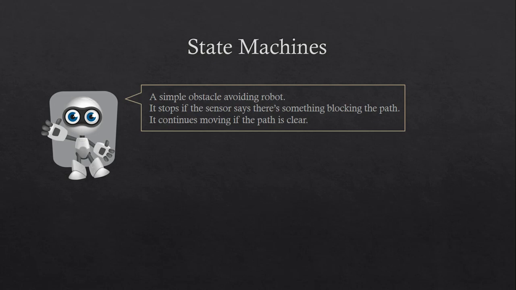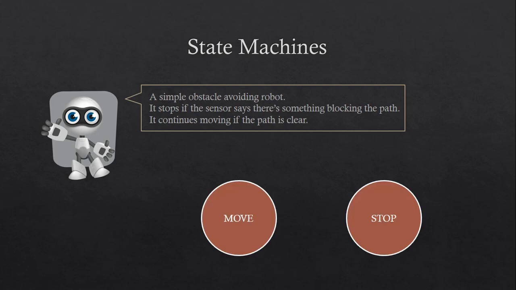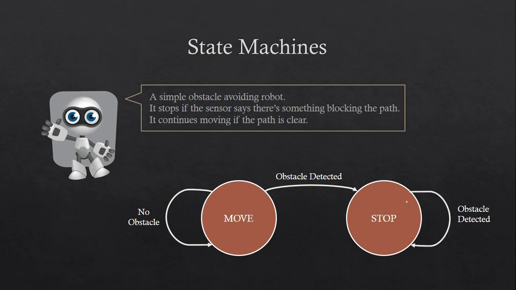If we think about it, this robot can actually be in only 2 possible states. It can either be moving or it can be stopped. So we have our 2 states here. When it's moving, if it sees no obstacle in its path, it keeps moving, so the state doesn't change. But the moment the sensor picks up something blocking its path, it goes to the stop state, and as long as the obstacle is there, it remains in that state, and as soon as the path is clear, it goes back to the moving state.